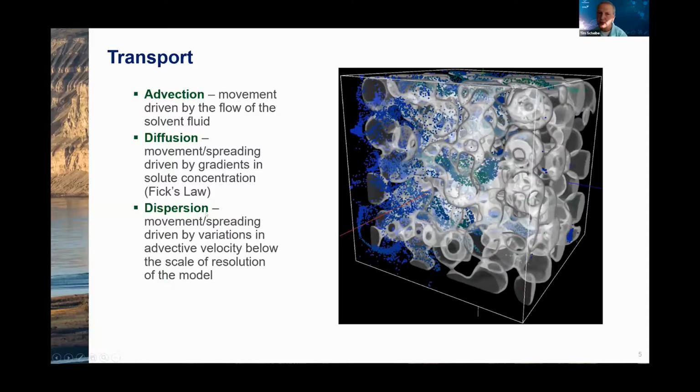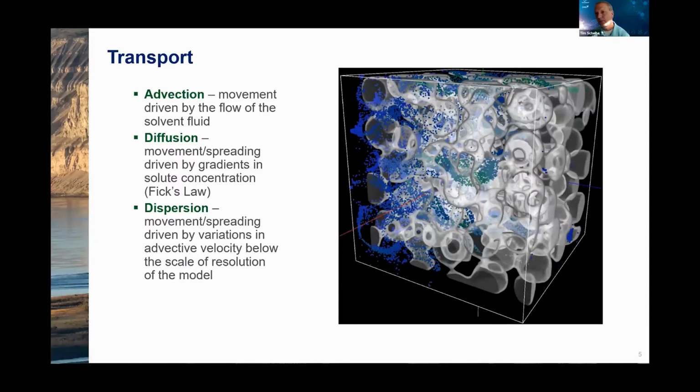Now, dispersion is the third aspect that's often in our models, but dispersion is perhaps a little bit of a non-physical parameter, because what dispersion really represents is movement or apparent spreading of solutes that's driven by variations in advective velocity that are smaller than the scales that we're resolving in our model. So in this case, if you think of this entire cube as maybe being one grid cell of our reactive transport model, where we're simulating things at a larger scale, we're not actually capturing all these advective variations. And so at the larger scale, what that looks like is it's spreading things out much like a diffusion process.